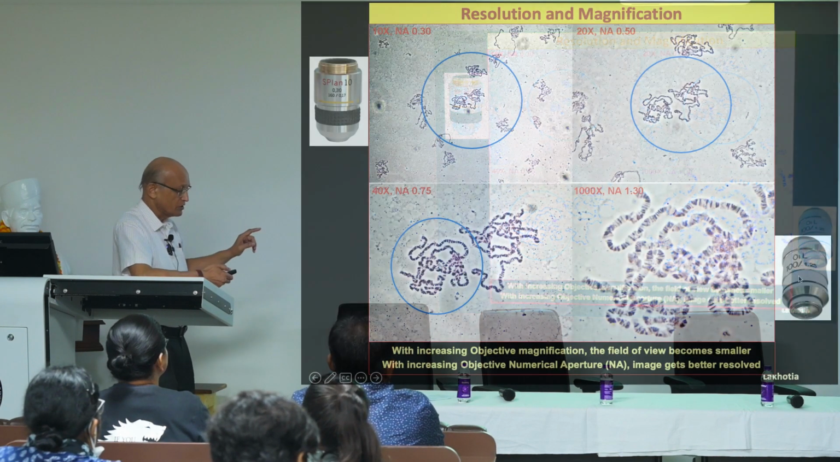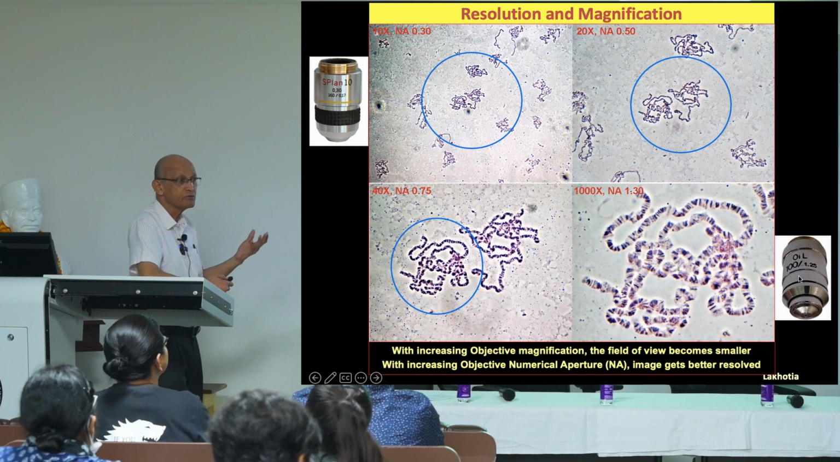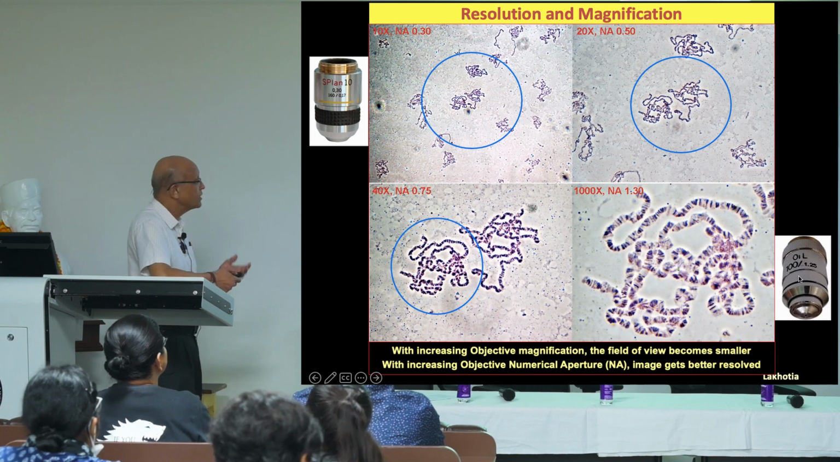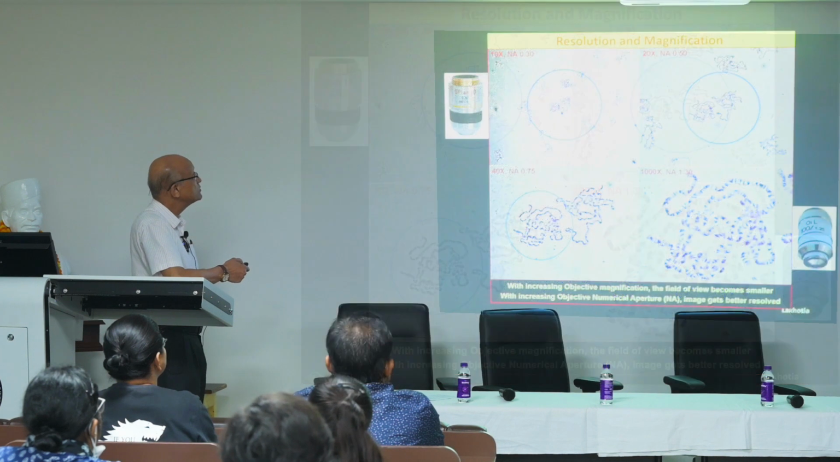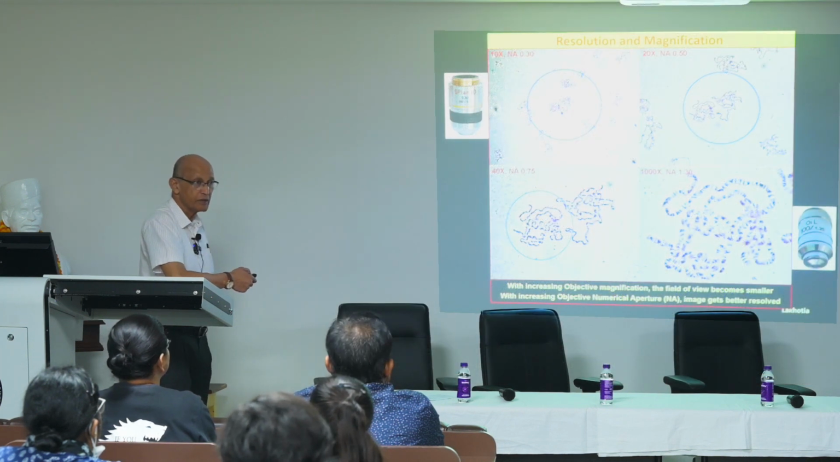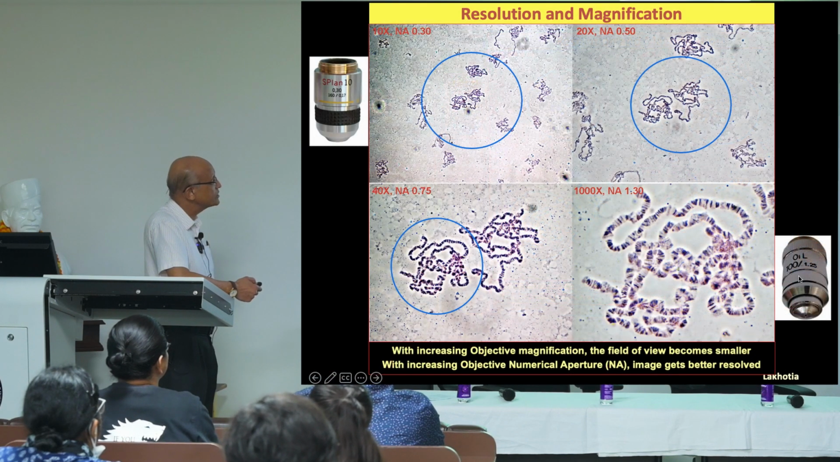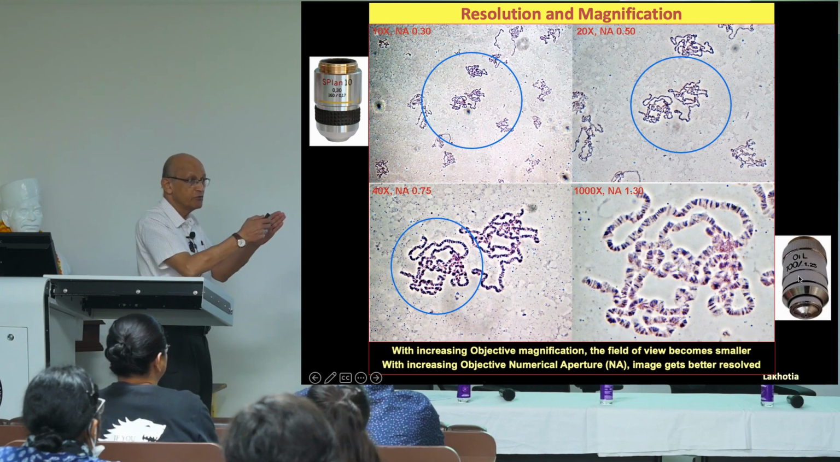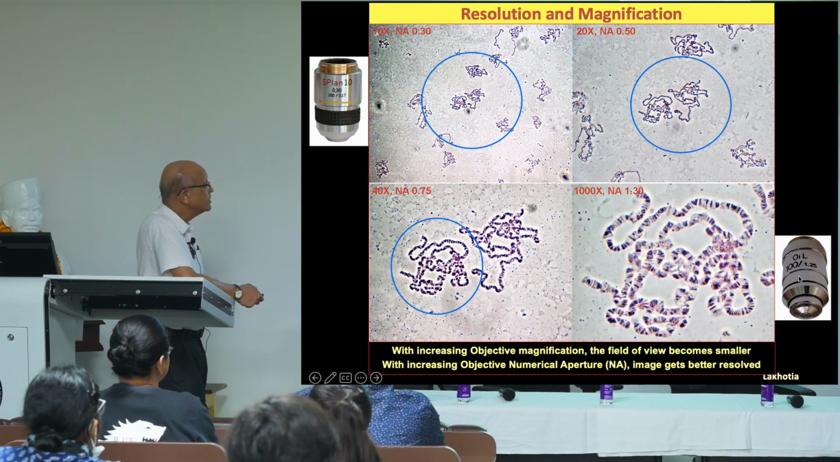These are images of polytene chromosomes from Drosophila, which is one of my favorite materials just for its beauty and the advantage that it offers. What you can see is that this is a field taken with a 10x objective, which has a numerical aperture of 0.3. I'll explain this numerical aperture later on again. Then the same field, if we look at with a 20x objective, we will not see the whole of it, we will see only part of it, because the field of view becomes smaller and it has a numerical aperture of 0.5.